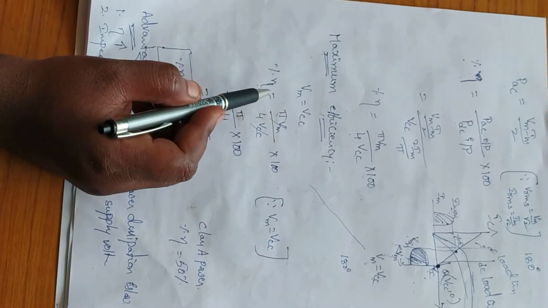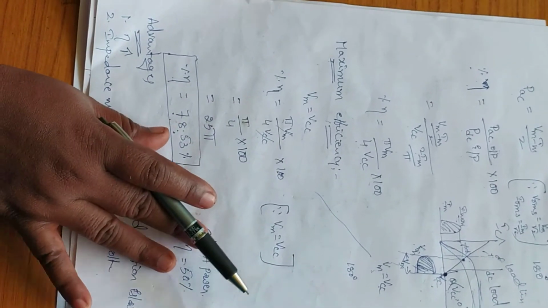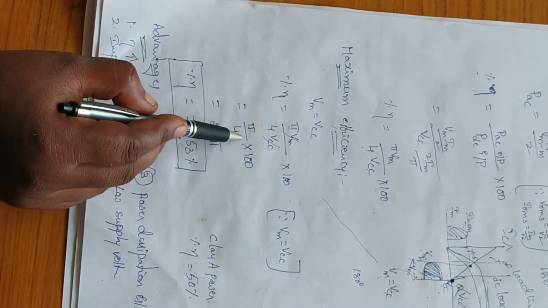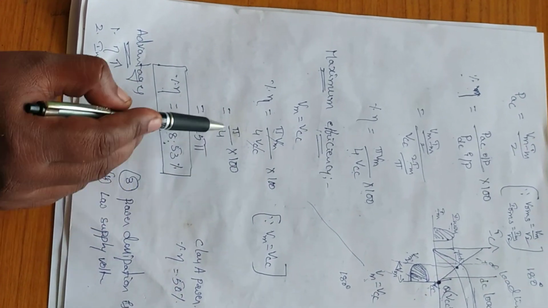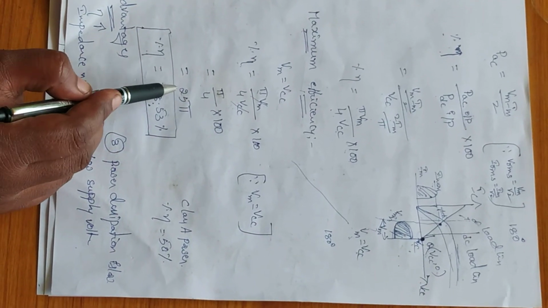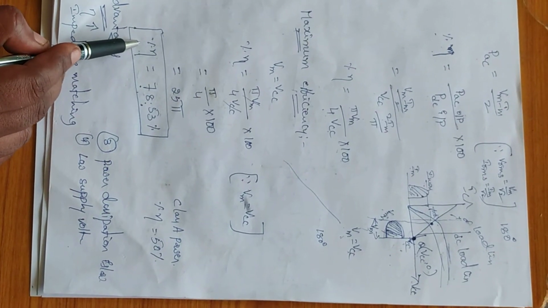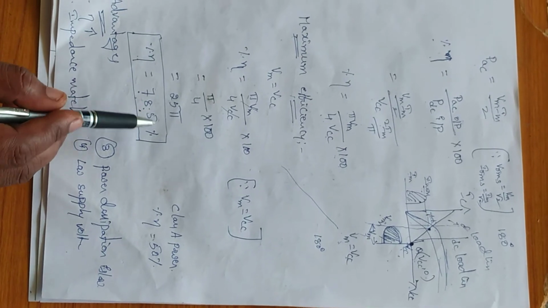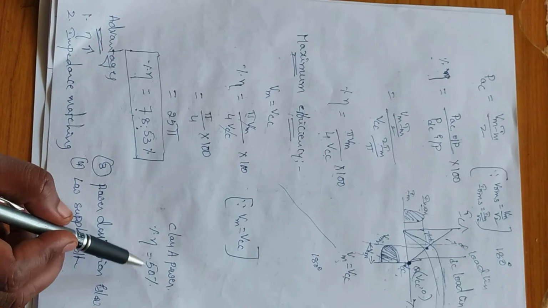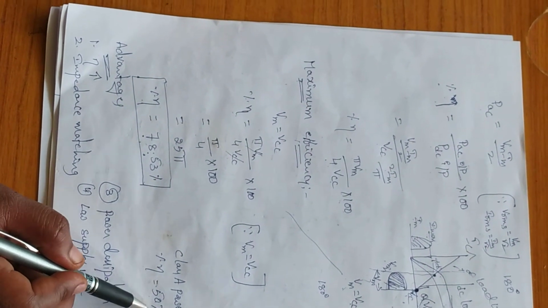So, percentage of efficiency equal to pi Vm by 4 VCC into 100. When we observe this figure, Vm equal to VCC. By substituting this, we get pi by 4 into 100. So, 100 by 4 is 25 into pi. Finally, we get percentage of efficiency equal to 78.53%. Whereas in Class A power amplifier, percentage of efficiency is 50% in transformer coupled Class A power amplifier.